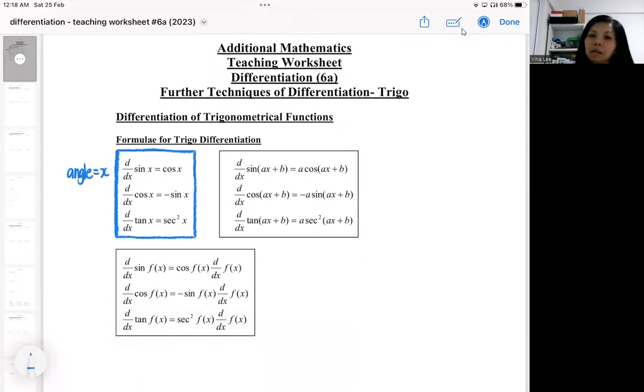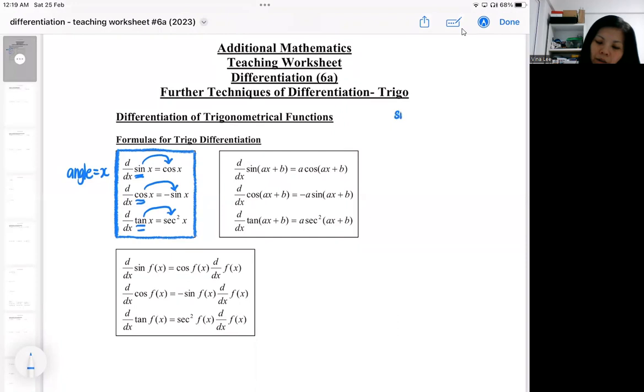So when the angle is x, you just take note that differentiating sine gives you a cosine. Differentiating a cosine gives you a minus sine. Differentiating a tangent gives you a secant square. So that's all you need to know if the angle is x.